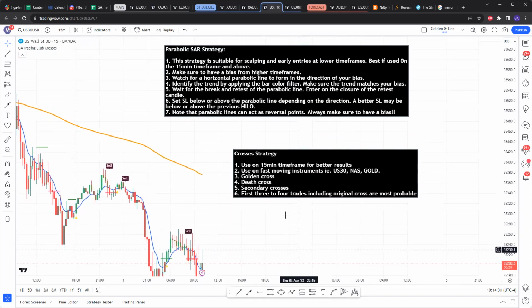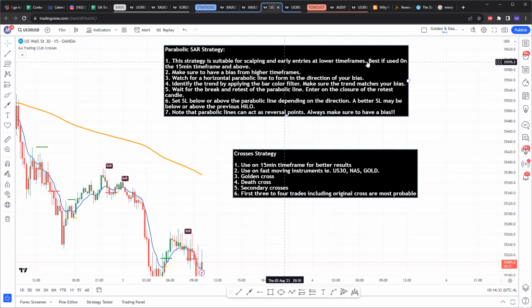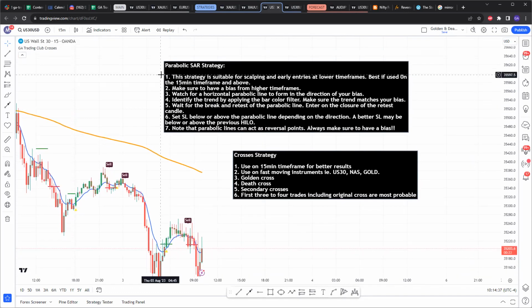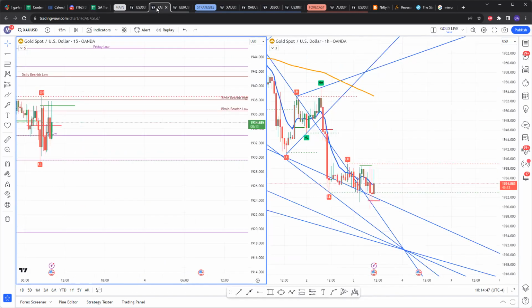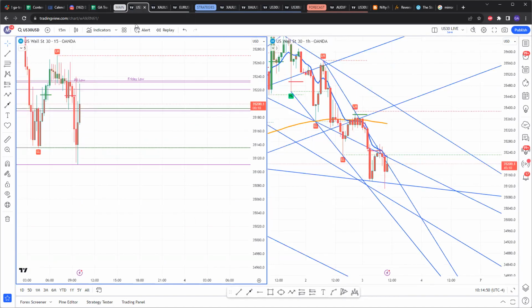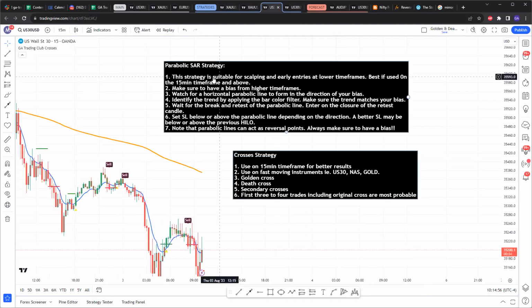Now, again, this strategy is suitable for scalping and early entries at lower time frames. It's best if you use it on the 15-minute time frame and above, which is why most of my charts on the left have changed. You can see US 30 here, this zone is holding pretty heavily, which is why I've switched my left chart to be a 15-minute chart for now.